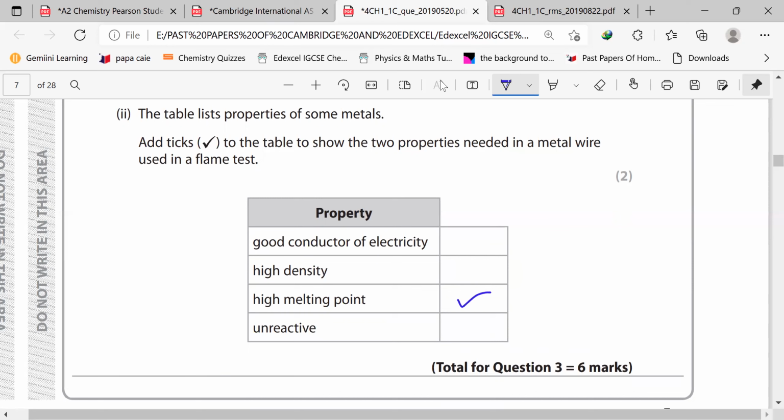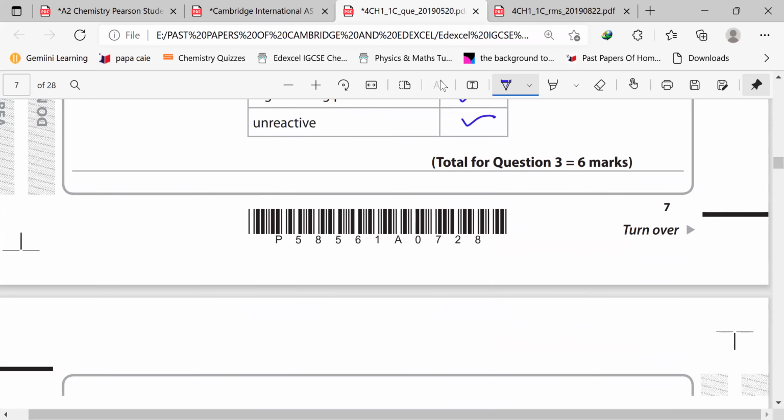High melting point, and so unreactive, so the wire doesn't melt itself. Yeah, unreactive. If it reacts, then there would be a problem, right?